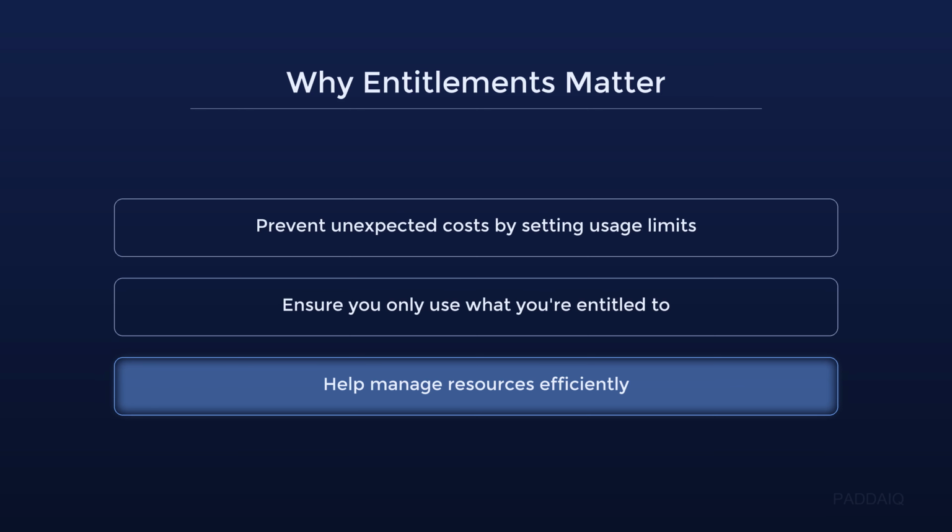Help manage resources efficiently. This means you control exactly what services each team can use and how much. For example, you can give the development team access to the SAP HANA database but not the analytics service. This prevents waste and ensures teams only use what they are approved for. Proper entitlements are fundamental to cost control and project success.